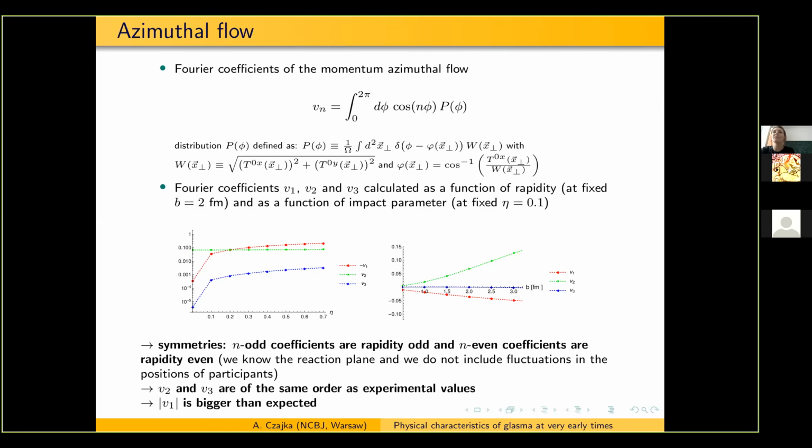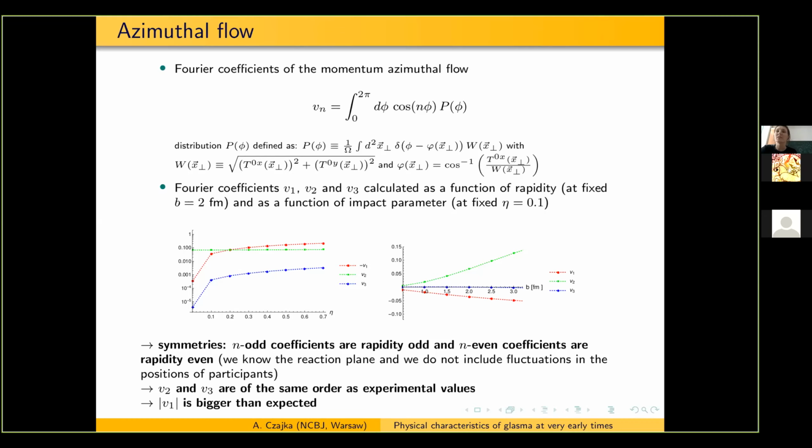Okay, and because we have the energy momentum tensor at hand, we can also study azimuthal flow given by Fourier coefficients according to this formula. We calculated V1, V2, and V3, and there are a few things to mention here. We observe first that these Fourier coefficients are quite large, but V2 and V3 are of the same order as experimental values, while V1 is much bigger than expected. But it's also important to realize that this is the initial stage, and the system undergoes subsequent hydrodynamic evolution. So it shouldn't be compared to experimental values, but we just observed some flow coefficients.